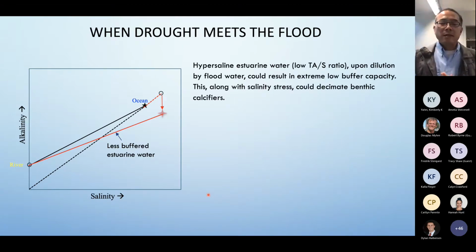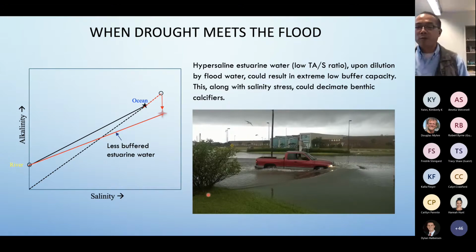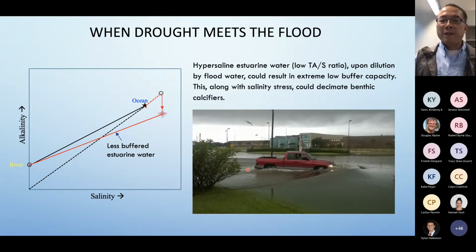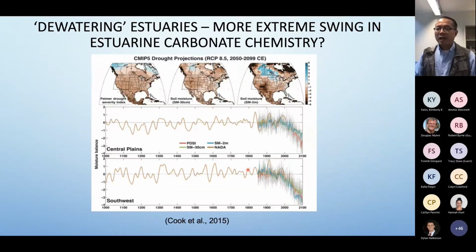So when this type of condition happens, it could create much less buffered estuarine water. And then because salinity is considered a stressor, especially if the salinity is low, these two factors could work together to decimate calcifiers living in this estuarine environment. And just to show you how dramatic the freshwater can be, either we're dry or we have heavy rain, very fast heavy rain. So that's pretty extreme.